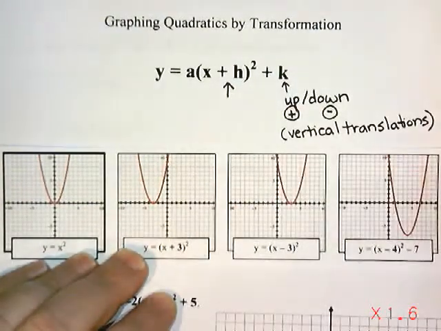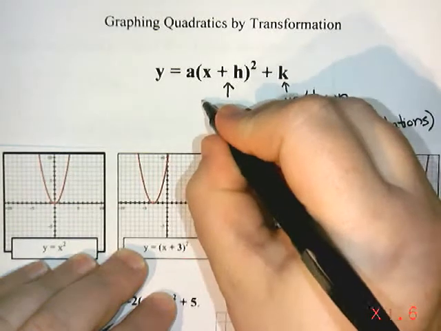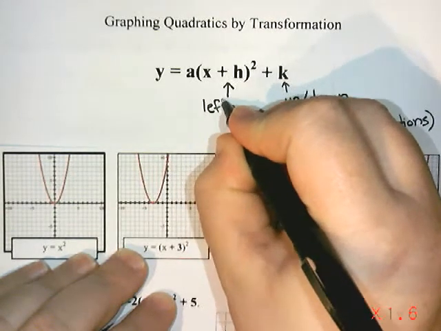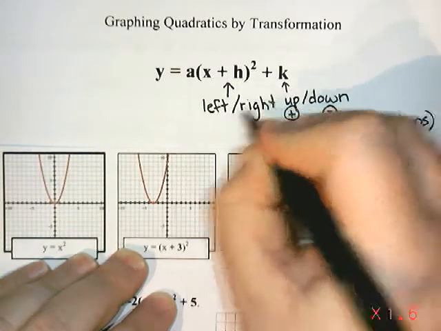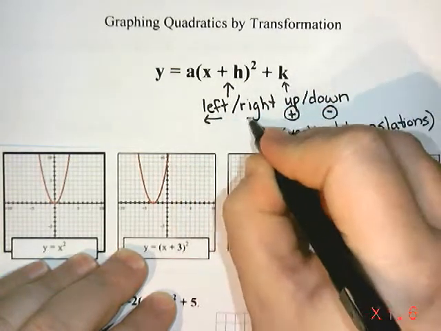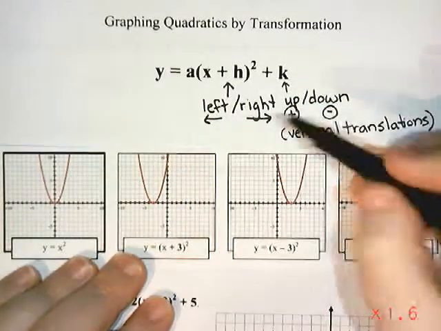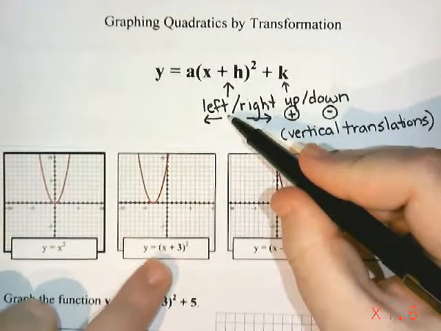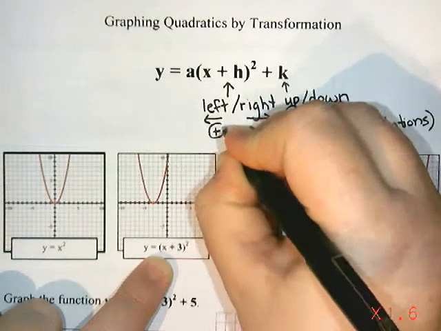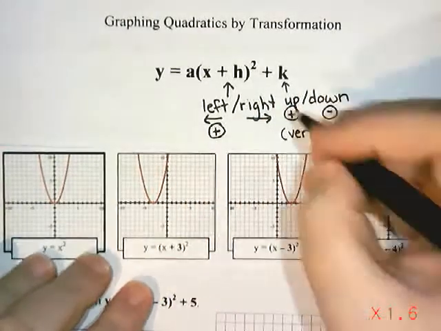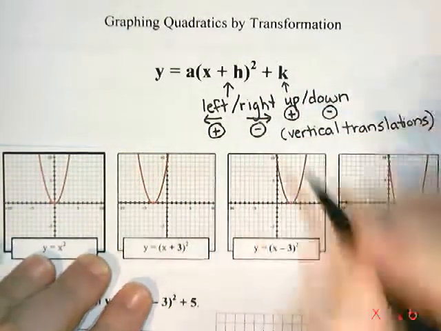So in our equation here, the h moves our function either left or right. Put a little arrow in there. So something that would make it move to the left would be a positive, and the type of number that would make it move to the right would be a negative.